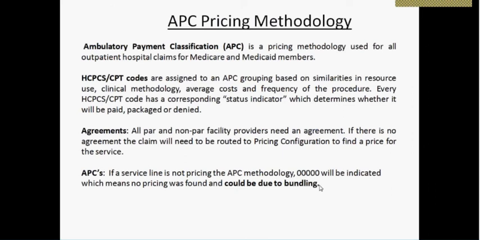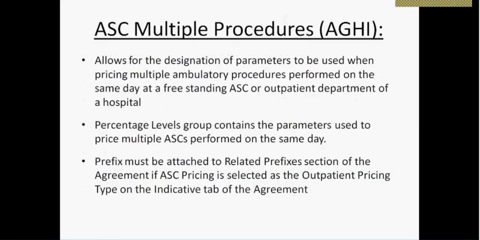In the FACETS system, when you're updating this particular ASC or APC data, the program used is called AGHI. It allows the designation of parameters to be used when pricing multiple ambulatory procedures performed on the same day. Basically, you go to an ASC because they provide the service the same day. The percentage level group contains the parameters used to price multiple ASC procedures performed the same day.